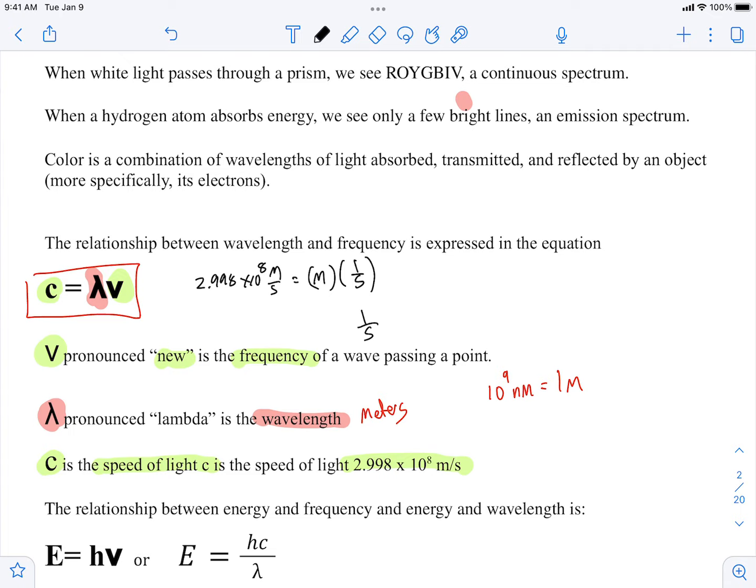Given that this is a three-variable equation, one of which is a constant, that means you can always find the frequency if you have the wavelength and vice versa. All you need is one of the values and you can find the other.